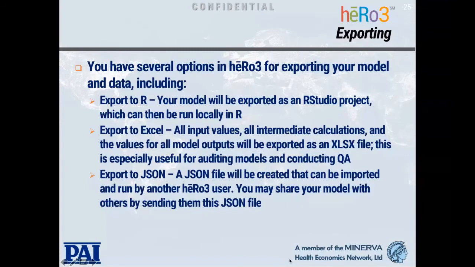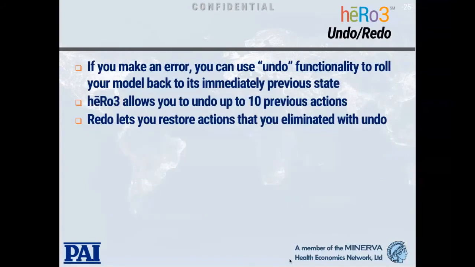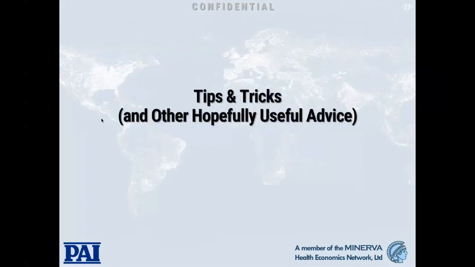So moving on, undo, redo functionality. We already showed where that is. It's in the top control bar of the application. If you make an error, you can use undo to roll back your model to its previous state. And you can go back as far as 10 previous actions. And redo will let you undo undoing. It will let you restore the actions that you eliminated with undo. So we do have undo, redo functionality built into the platform.